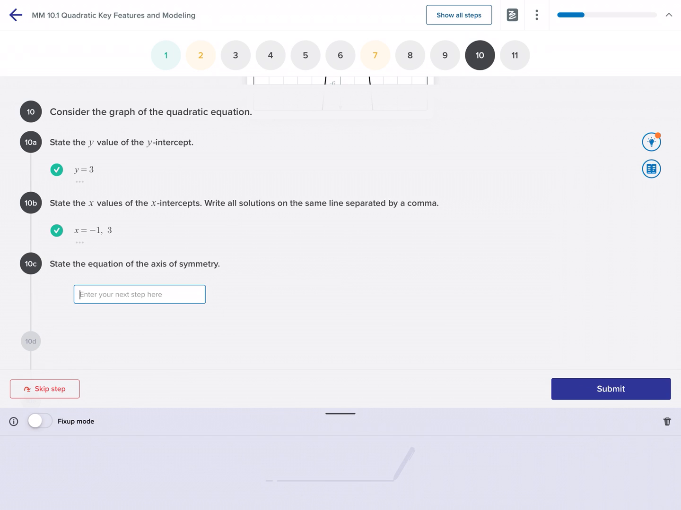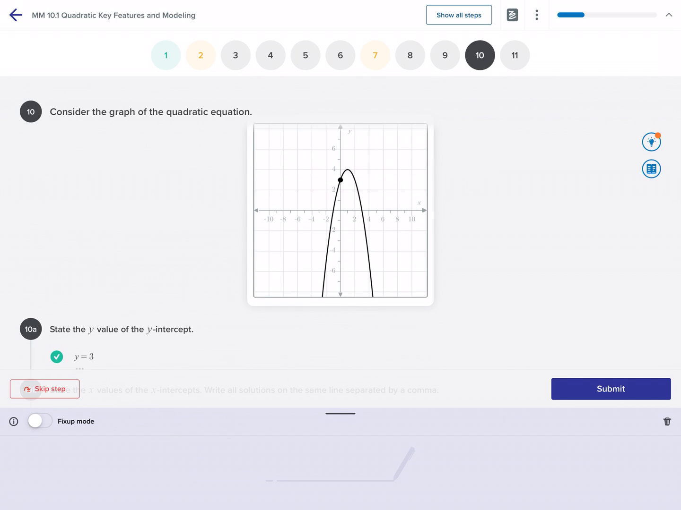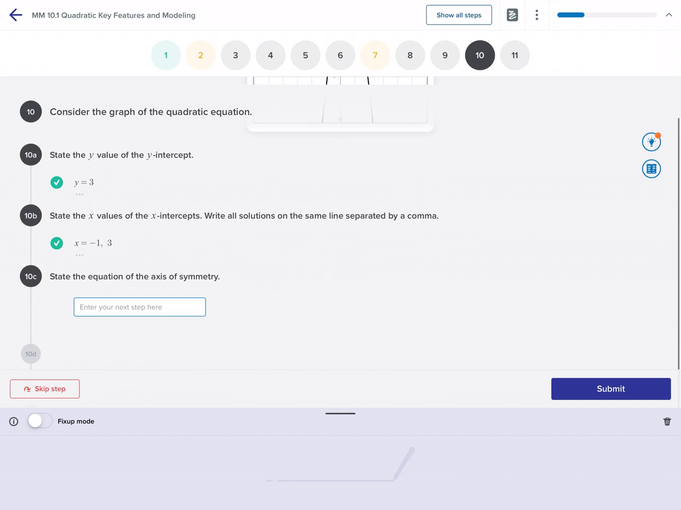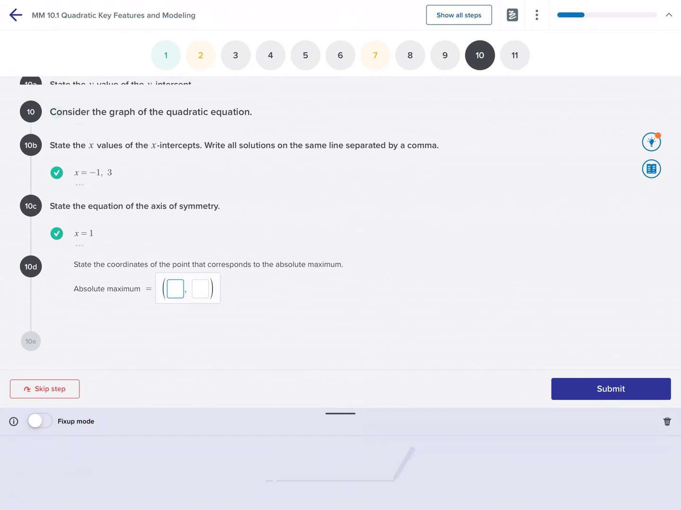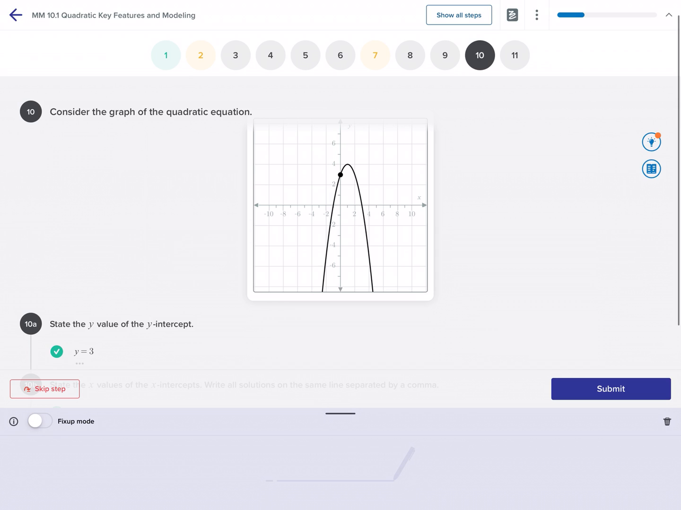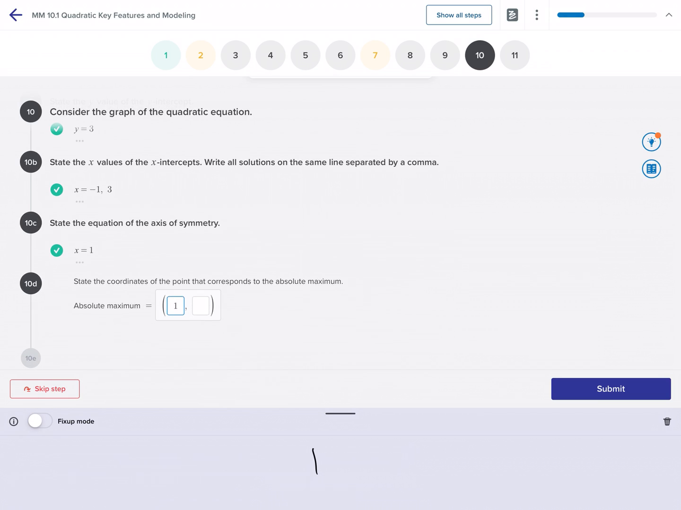State the equation of the axis of symmetry. So axis of symmetry is the line that is vertical that cuts the parabola in half. So it's at 1. So x equals 1. And then state the coordinate of the point that corresponds to the maximum value. So AKA this is the vertex. So the vertex here is 1, 4. Oops. There we go.